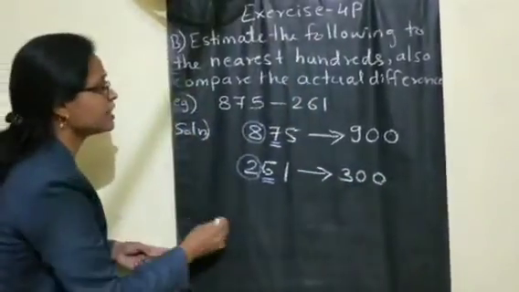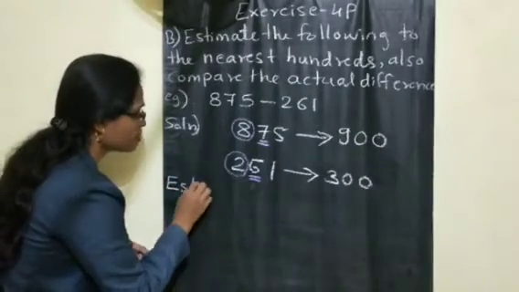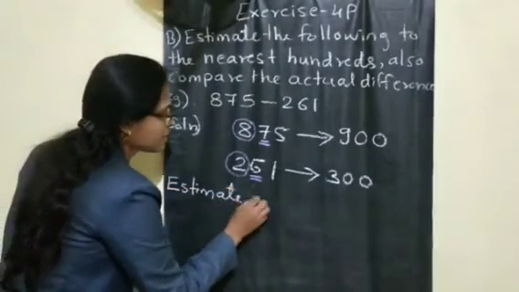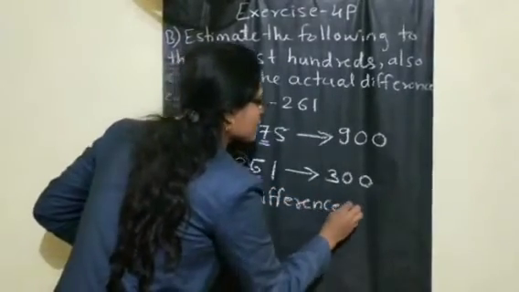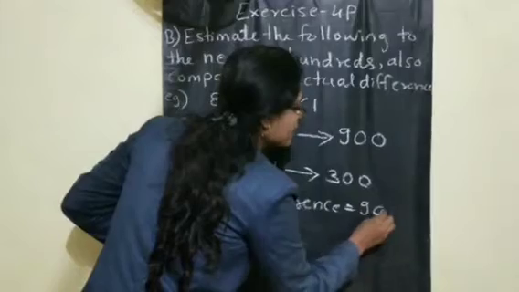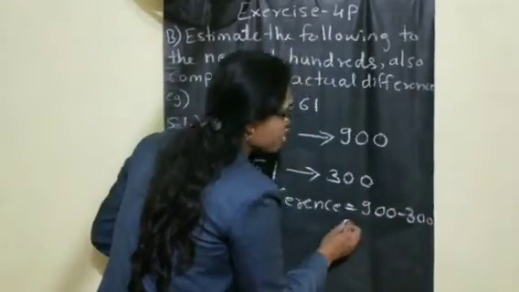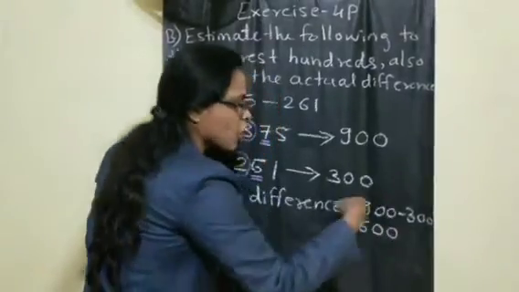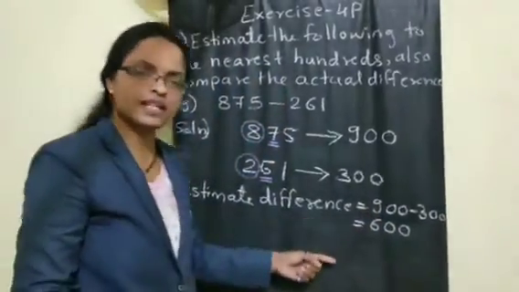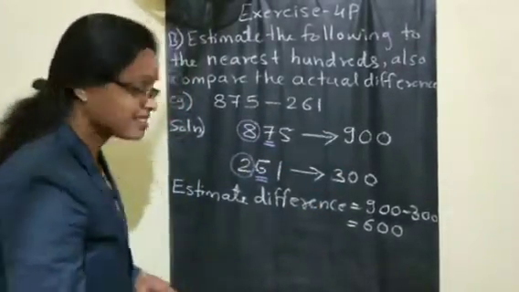Now let us find out the estimate difference. So estimate difference is equal to 900 minus 300. If you do the estimate difference, 900 minus 300, you will get the answer 600. Horizontally, if it is possible, do it directly also. Otherwise arrange in the vertical form and get your answer.